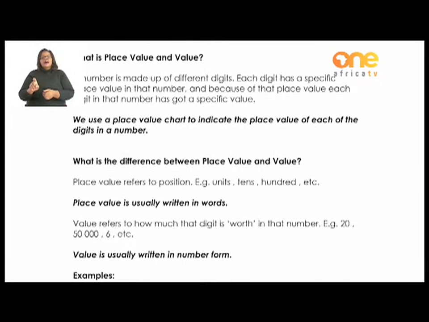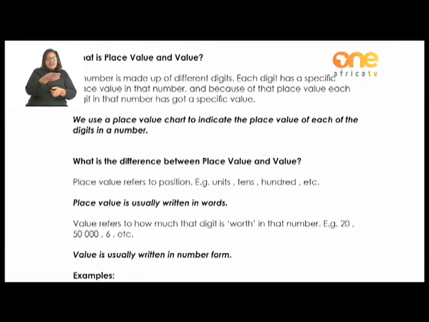Now, value is how much is that digit worth? Is that digit worth 30, 300, 3,000, 30,000? So you will hear when we talk about value, we talk about how much the digit is worth. So please, guys, try to remember the difference between place value, which is units, tens, hundreds, thousands, and then value, which will refer to how much the digit is worth. Is it worth 20, 50,000, 6, etc.?